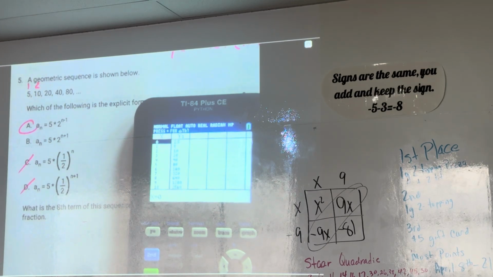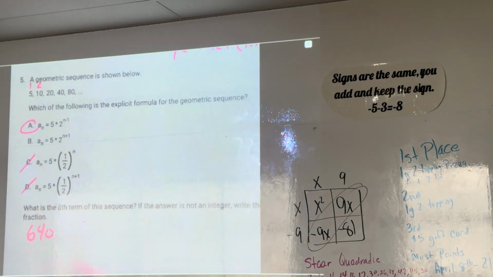What's my eighth term? 640. You're just looking when x equals 8. That's it. It gets a little bit harder, and I'll show you the next one.